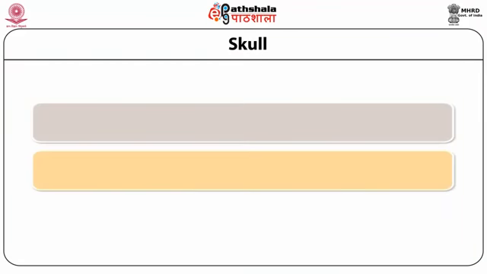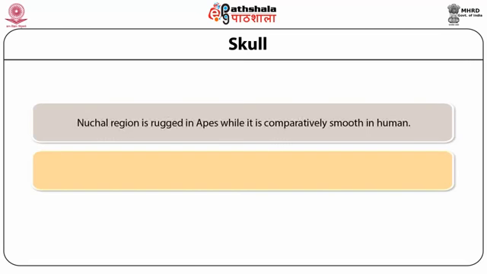To balance the head, a strong muscle needs to attach to the posterior side of the skull in apes. So the nuchal region is rugged in apes while it is comparatively smooth in humans. Moreover, the nuchal plane is horizontally flat on the base of the skull, facing directly downward in humans. But in apes, it faces backward, forming an angle with the base of the skull.